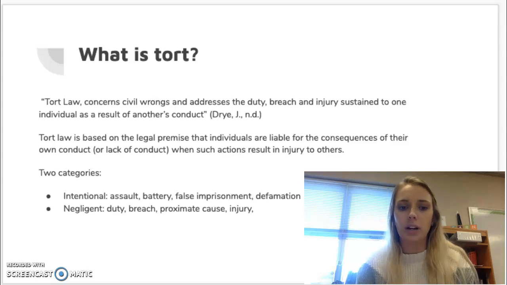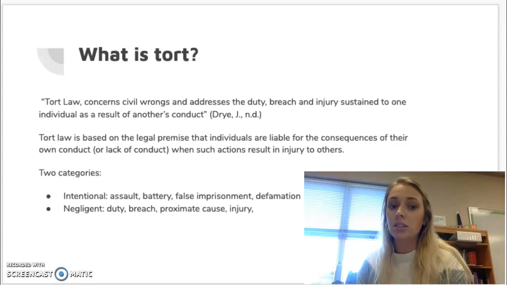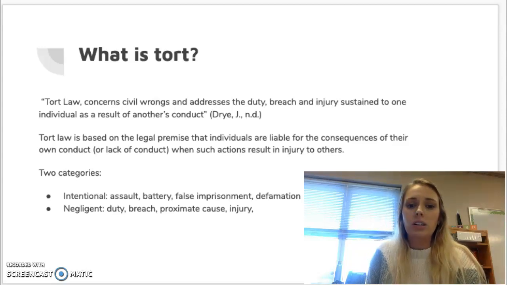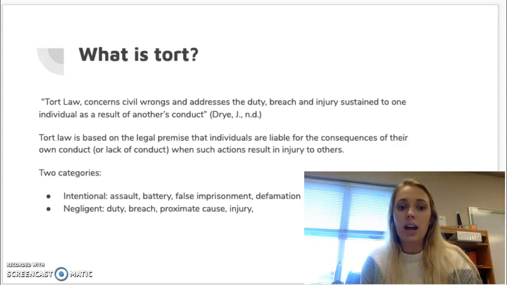So what is a tort? Tort law concerns civil wrongs and addresses the duty, the breach of duty, and then the injury sustained to one individual as the result of another individual's conduct. It's based on the legal premise that individuals are liable for the consequences of their own conduct, or sometimes lack of conduct, when such actions result in an injury to other people.